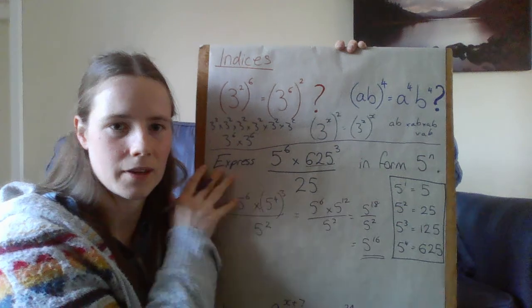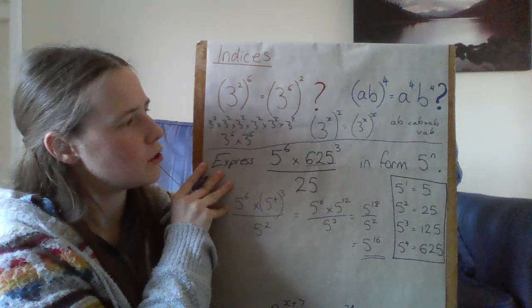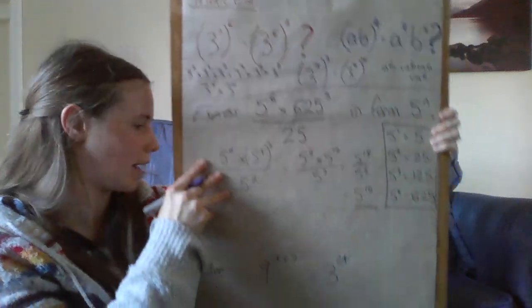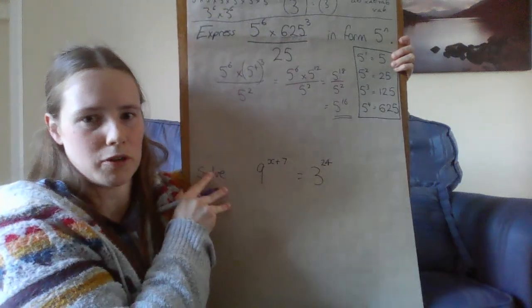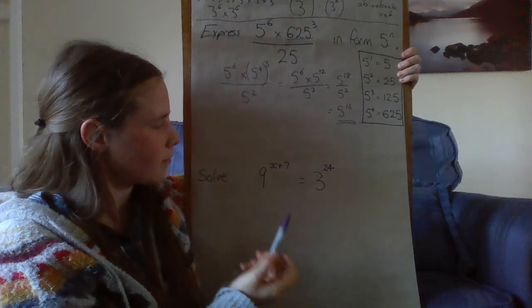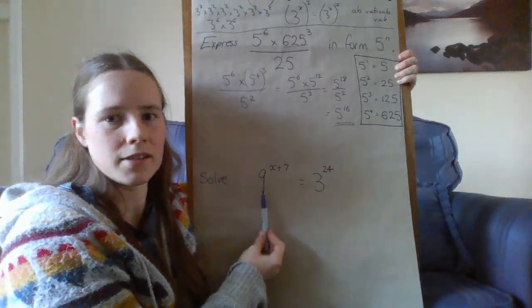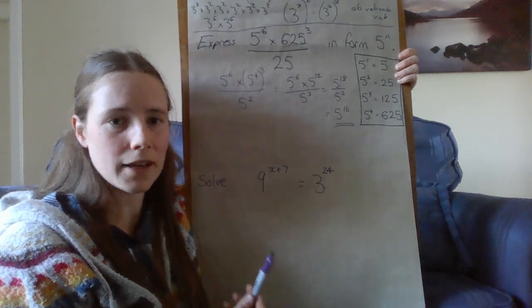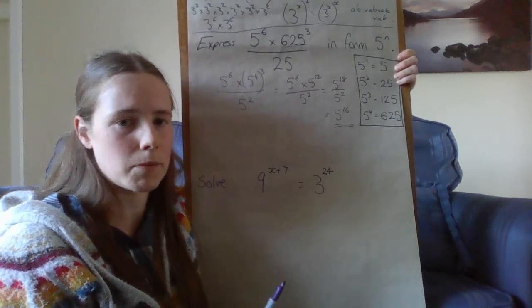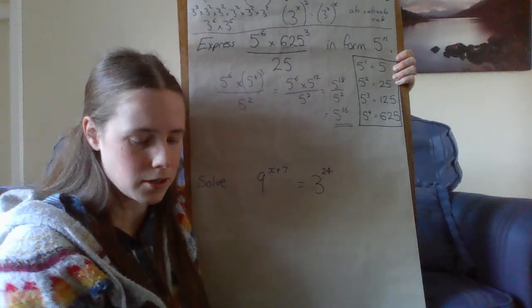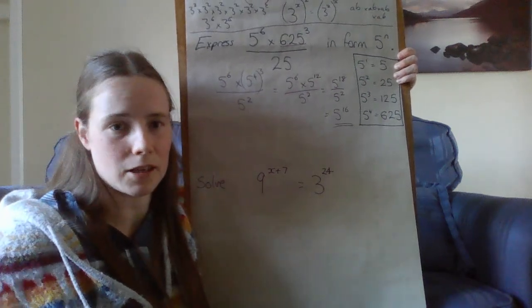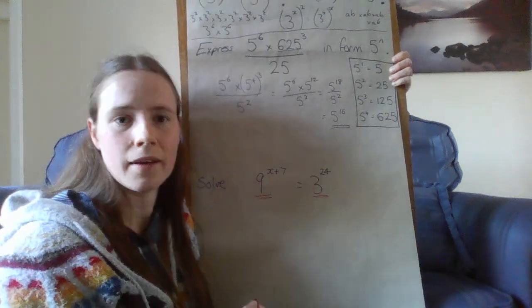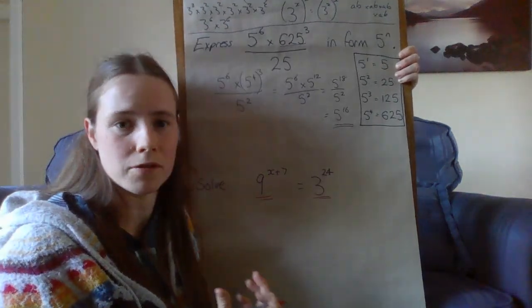Okay, I'm now going to use this kind of thinking to do a solving question as well, which is, again, even more handy for us for future reference. So I'm going to solve 9 to the x plus 7 equals 3 to the 24. And the trick to do this, again, is going to be making the bases the same. So the base is the big number that's being raised to the powers. So this base is a 9, this base is a 3. Both of them are powers of 3.